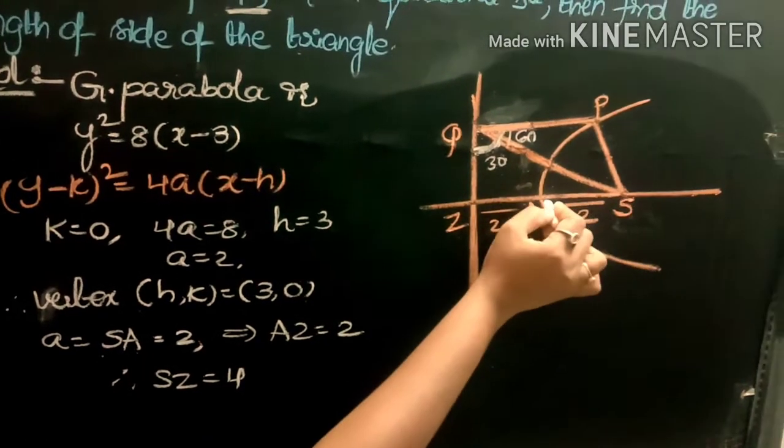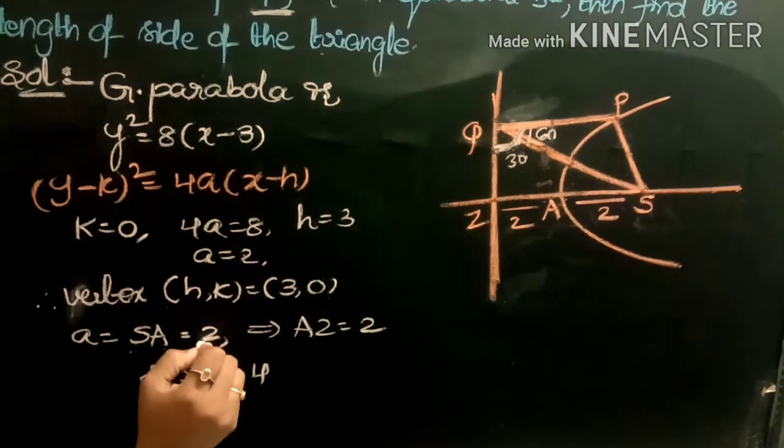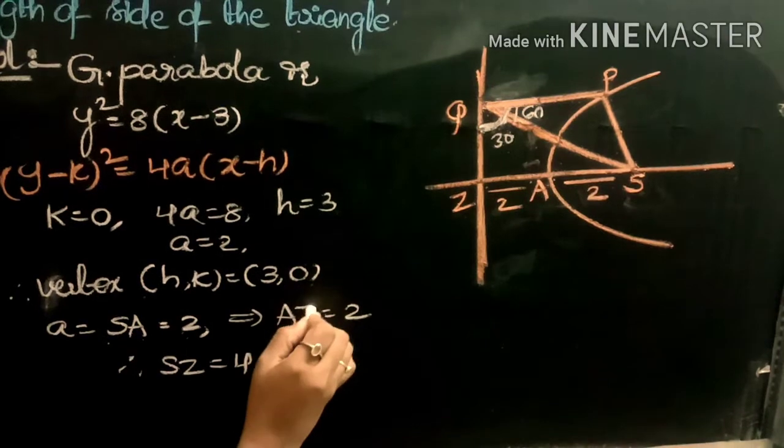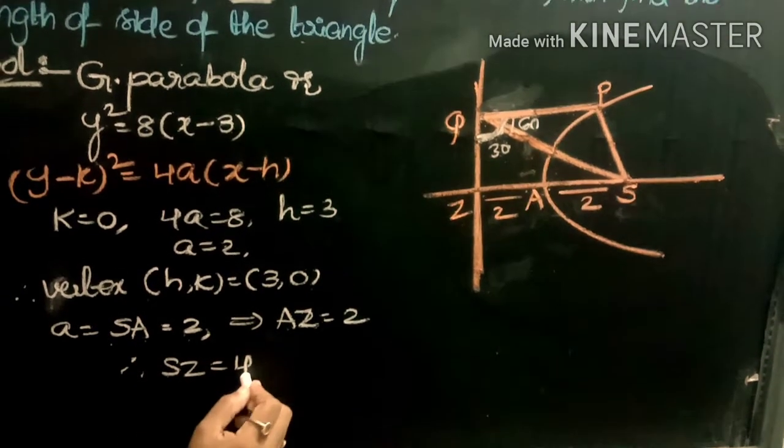Here we know that A is equal to SE, that is 2. Here A is equal to 2, then SE is equal to 2. Since SE is equal to AZ, both values are equal, AZ is equal to 2. Therefore SZ is equal to 2 plus 2, that is 4.